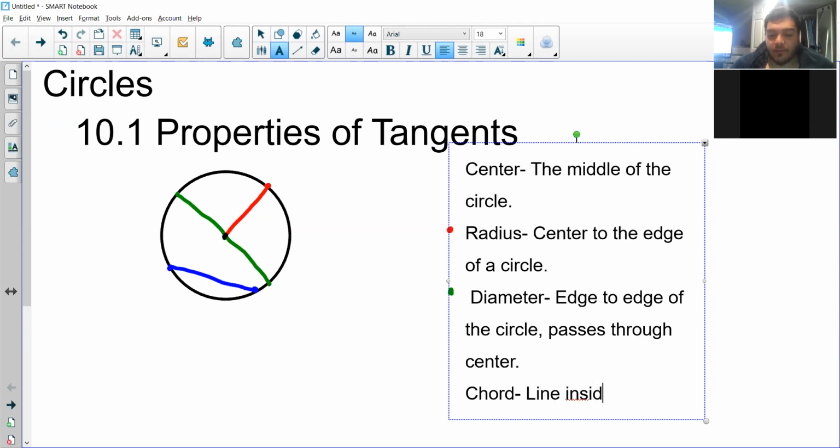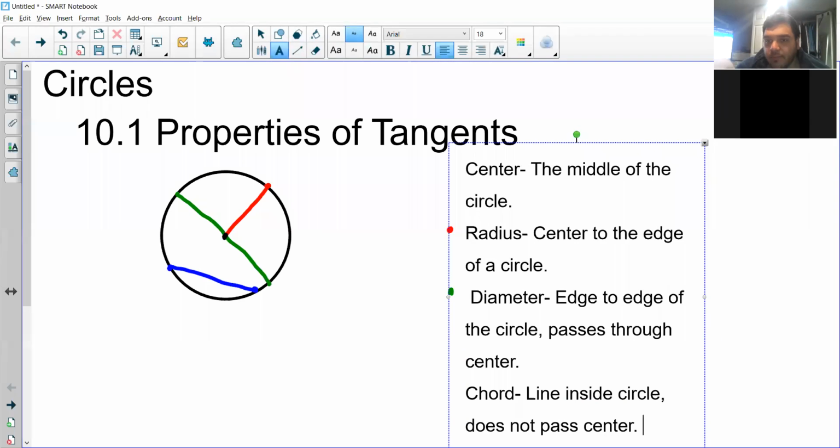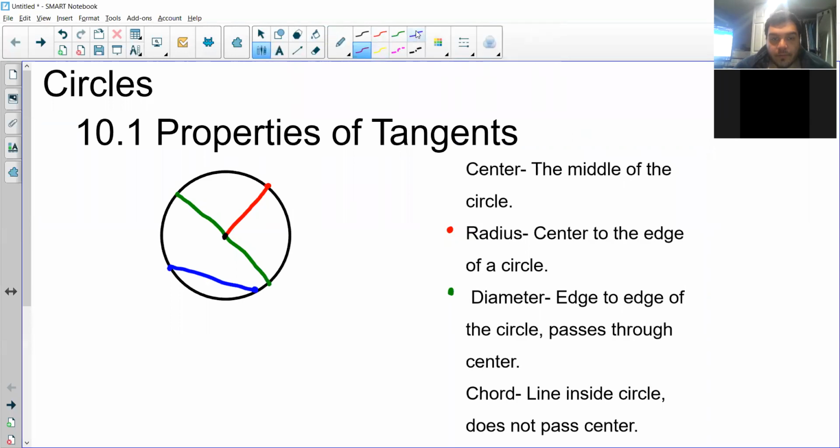A chord is a line inside the circle that particularly does not pass through the center. If it did pass through the center, then it would be a diameter. And then it's kind of like our quadrilaterals. Technically, a diameter is a chord, but not every chord is a diameter. Okay? But a chord is a line in the circle that does not pass through the center. Any questions on this first circle? That's the blue line over here.